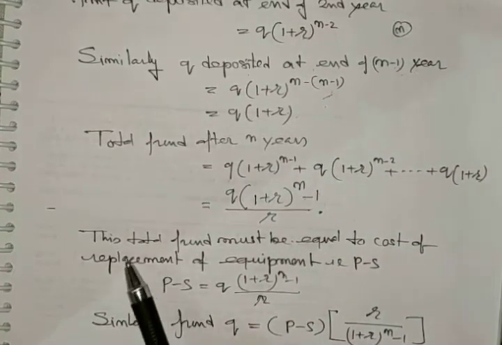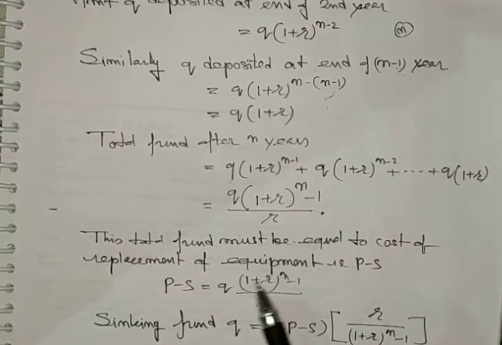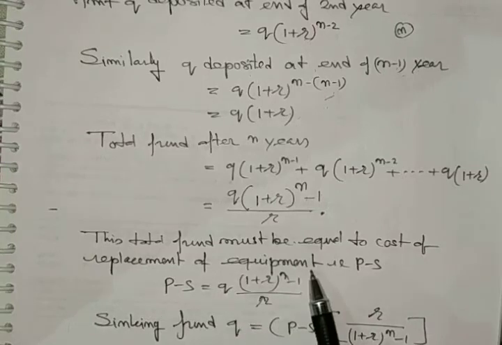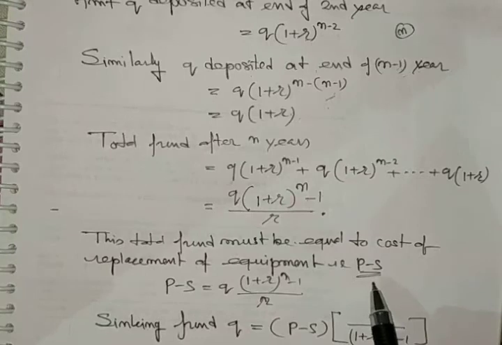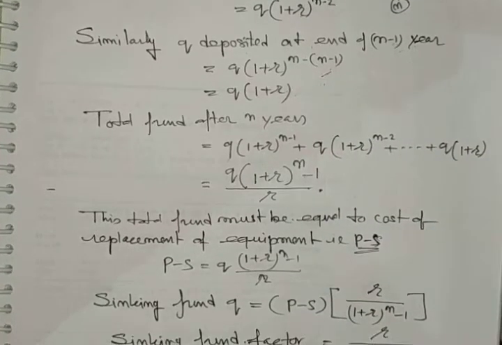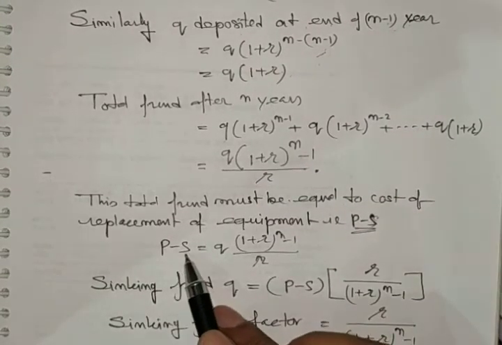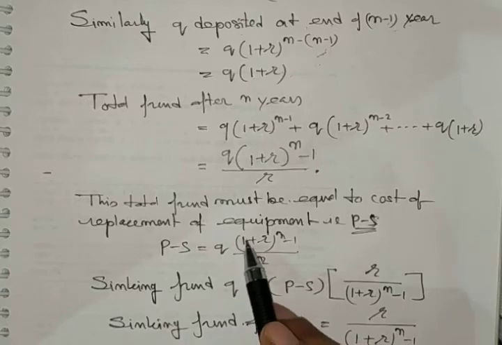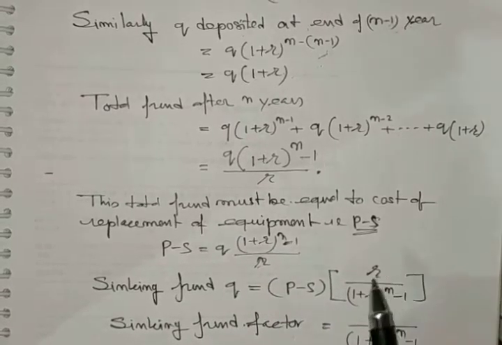Now, this total fund must be equal to the cost of the replacement of the equipment, that is P minus S. P is the capital, the initial cost, minus S, the scrap value or salvage value. So let's equate it: P minus S is equal to Q times (1 plus R to the power n minus 1) divided by R.